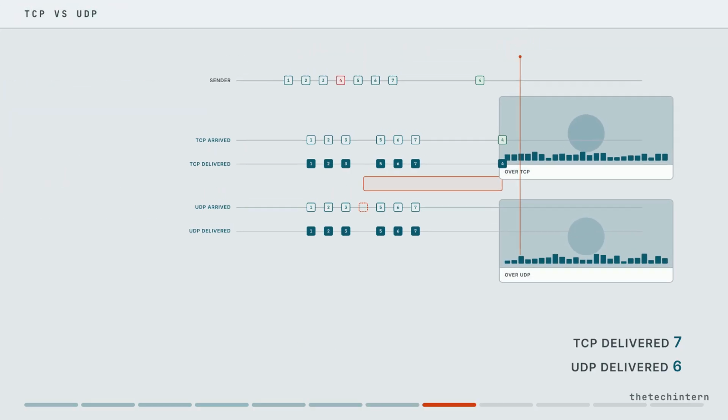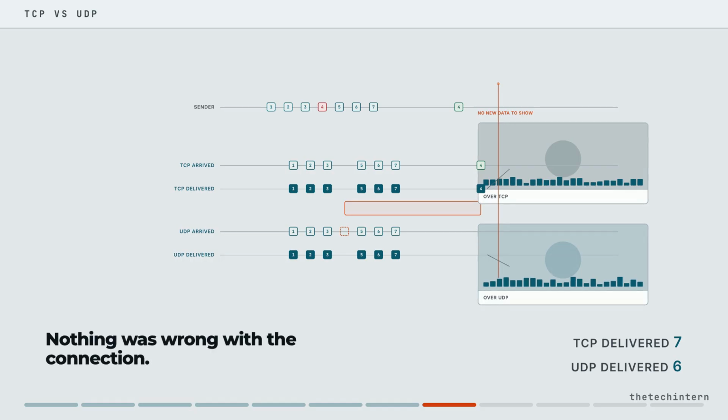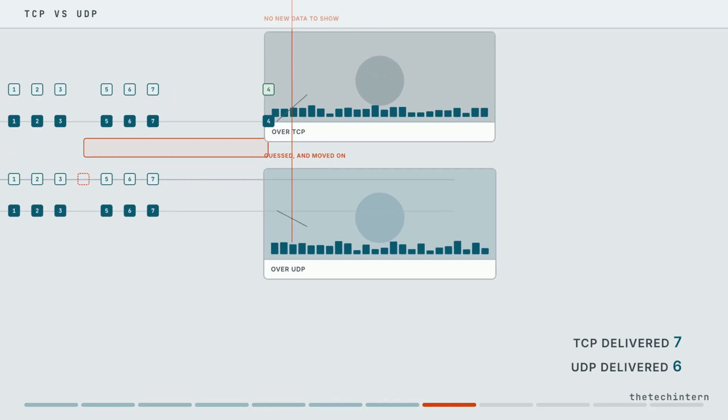Back to the 2 calls. Now you can see what made them. The freeze was that buffer waiting. Nothing was wrong with the connection. The picture had nowhere to go until 4 turned up. The glitch was a codec handed a hole. It guessed and got it visibly wrong for a moment. Then it moved on.